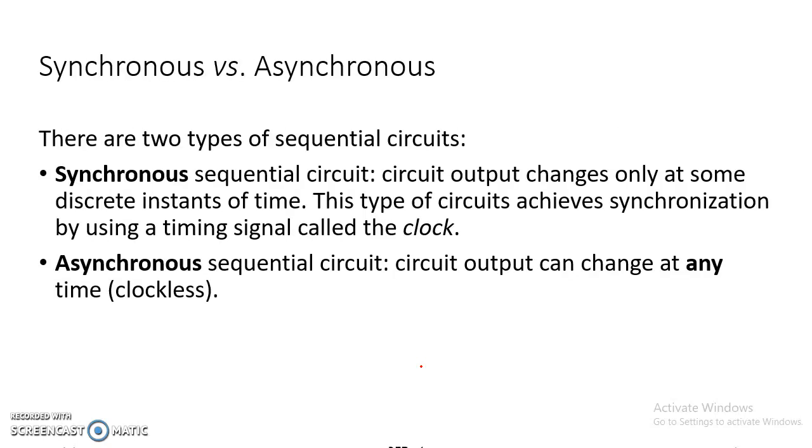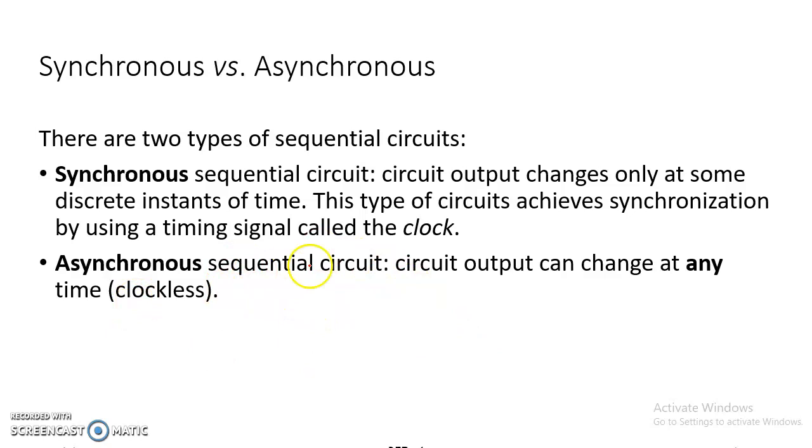Now there are basically two types of sequential circuit: one is synchronous, another is asynchronous. As the name says, in a synchronous sequential circuit the entire output depends on a certain time interval. It changes with discrete time intervals, and that discrete time is nothing but the clock pulse. So it entirely depends on the clock pulse. Once the clock comes, the entire output will change, then the next output will change with the next clock pulse. So it changes at discrete time instants.